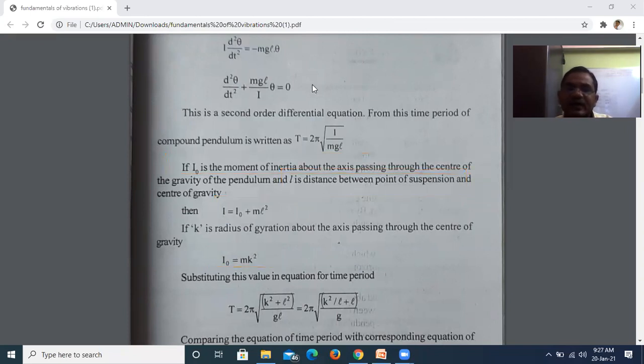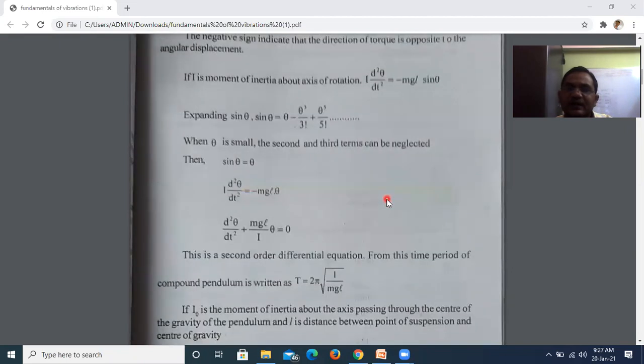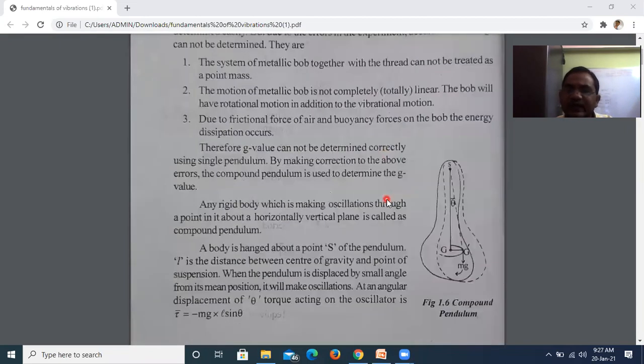Yes, I will show here. Again, coming to the figure, with respect to the axis passing through this G, if the moment of inertia is I naught, then the moment of inertia with respect to the axis passing through this point S is equal to the moment of inertia with respect to G, that is I naught, plus m into x square.